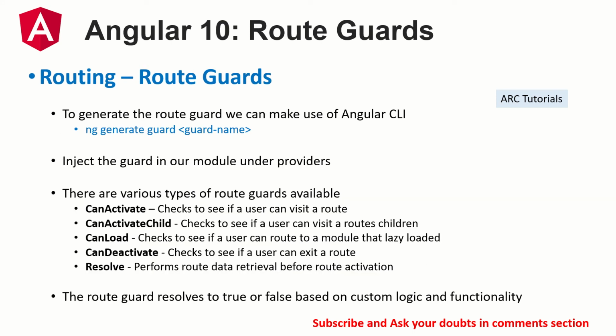How do you generate a route guard? We generate it using ng generate guard followed by the guard name. There are four types of interfaces available that we can implement and use in our applications: CanActivate, CanActivateChild, CanLoad, and CanDeactivate. I've covered the first three in the previous episode, so make sure you check it out so that you have continuity in your learning. Today we are talking about CanDeactivate.